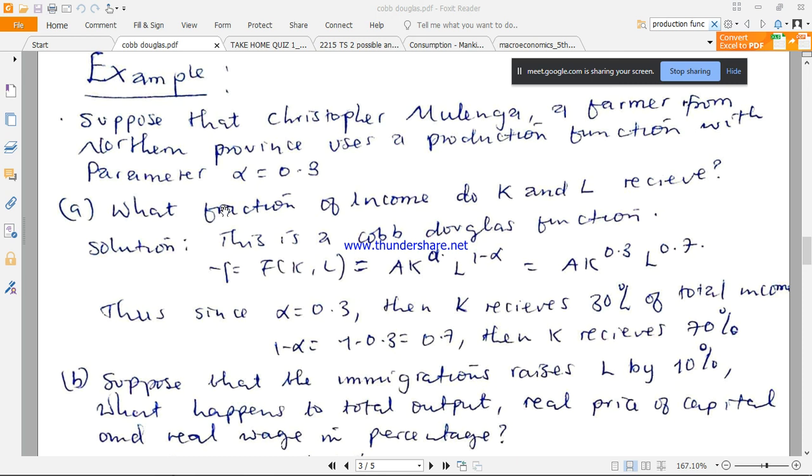Isn't that supposed to be labor receives 70%? Oh, I have capital and capital there. Sorry, this should be labor, not capital, because there's capital already there. So this was just an error when I was writing. So capital 30%, then labor 70%. You can tell from the production function itself that capital receives 30% and labor receives 70%. Thanks for that. So please take note: there should be capital here, and labor here.